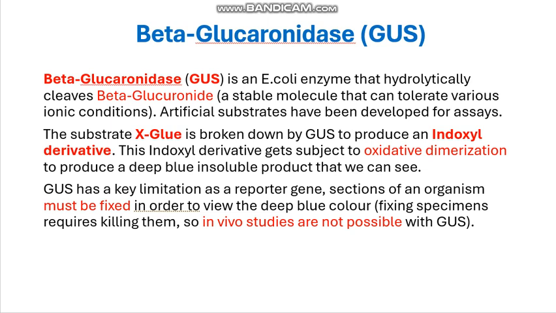The substrate, the beta-glucuronide, is contained within this substrate called X-gluc. The substrate gets broken down by our beta-glucuronidase GUS enzyme to produce an indoxyl derivative. The indoxyl derivative then gets subject to oxidative dimerization to produce a deep blue insoluble product that we can see.